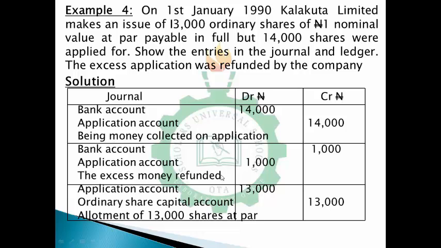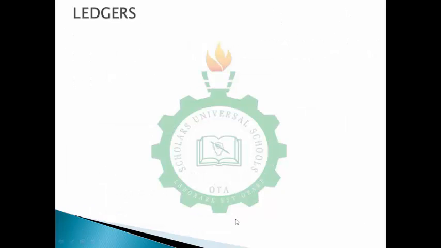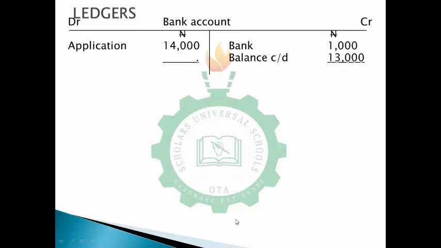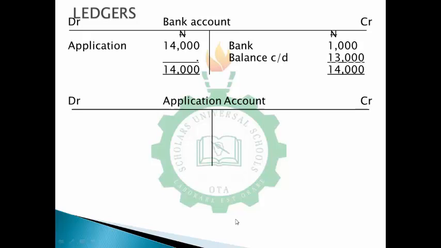Now, after you have refunded, of course, you can now allot shares. The only shares you could allot is 13,000 shares. So you debit your application account with 13,000 naira, then credit your ordinary share capital account with 13,000 naira, being allotment of 13,000 shares at par. All right, so that is the end of our class for today. So for the ledger entries, don't forget, you debit your bank account for 14,000, then the refund goes to the credit side of your bank account, 1,000 naira. Don't forget. So you could check this.